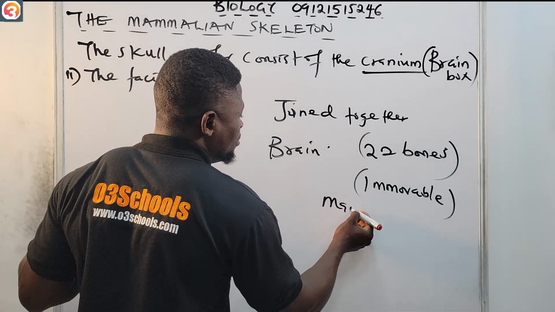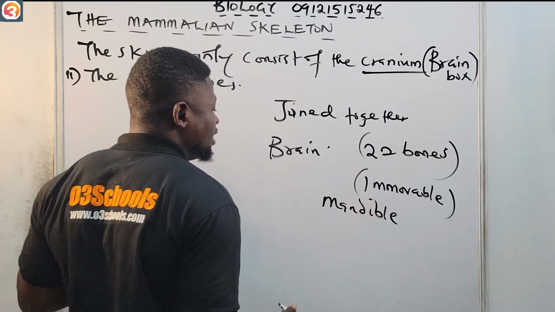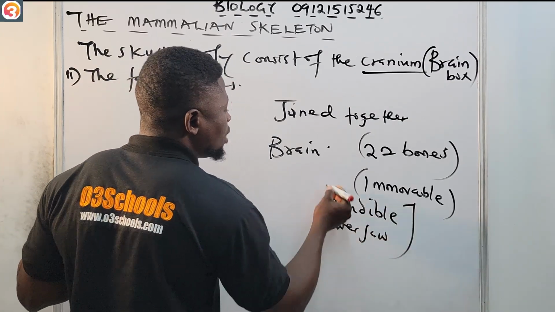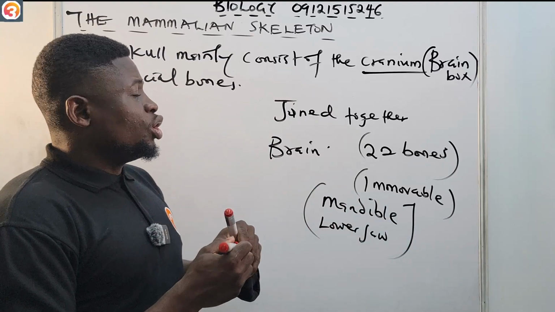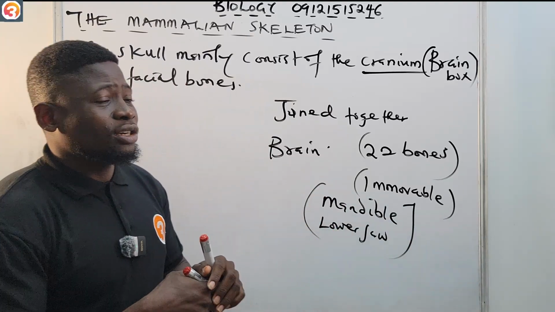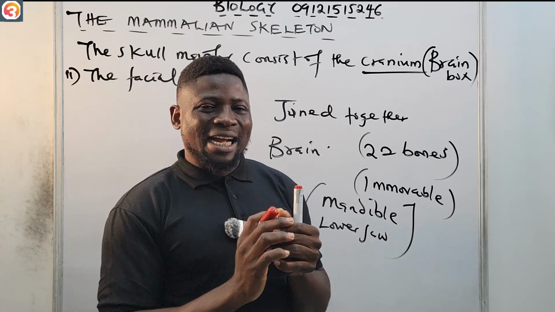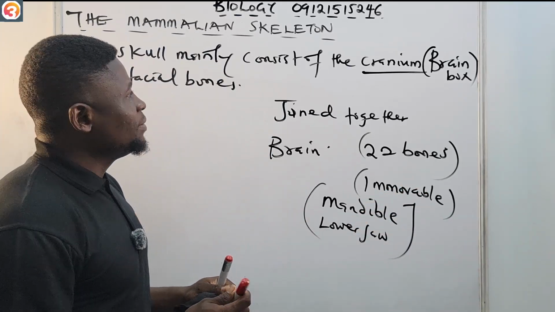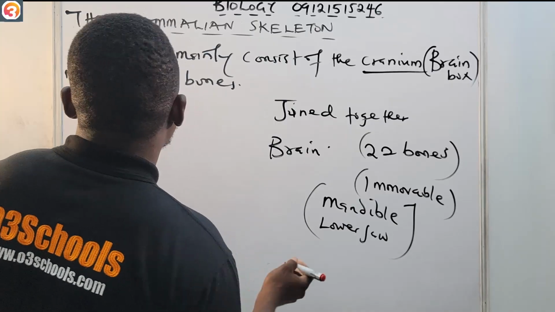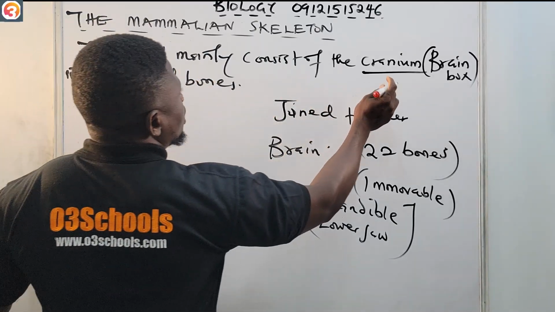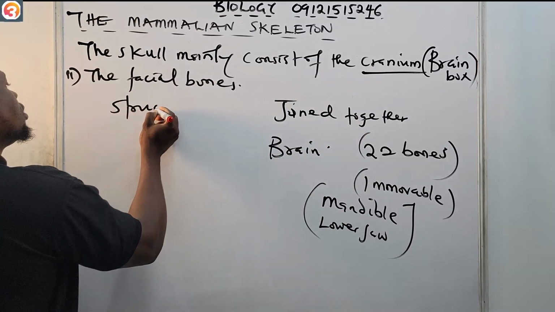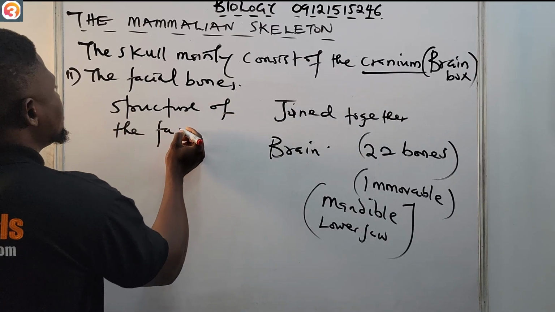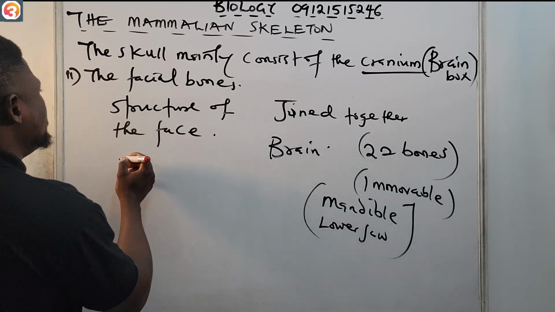The one is called the mandible, found in the lower jaw. It's the only one you can actually move. All the other ones in the skull are joined together. They are immovable. And of course, the bones of the skull support the structure of the face and also protect the brain.